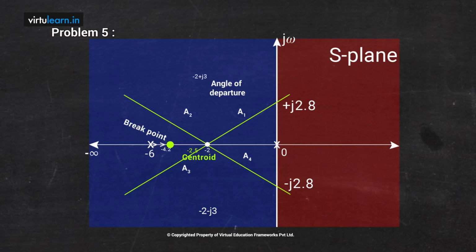Now where is the breakpoint? The breakpoint is away from the centroid, away from the imaginary axis, that means towards the left direction. It is minus 4.2. Minus 2.5 is the centroid, minus 4.2 is the breakpoint. So the poles at minus 6 and at s equals 0 come together at minus 4.2, and they enter into the complex plane, because that point is the breakpoint. Once they enter the complex plane, they look for the nearest asymptote. The nearest asymptote is A2, therefore one goes along this to infinity, and the other goes along this to infinity. Then what about the two complex poles?